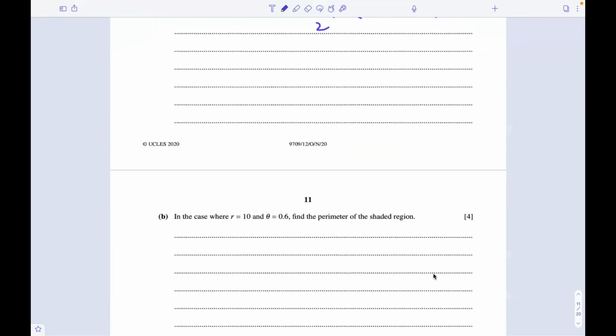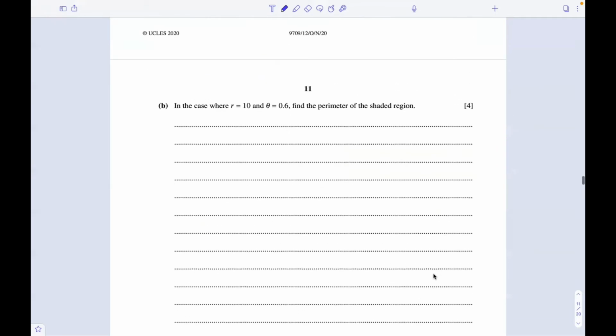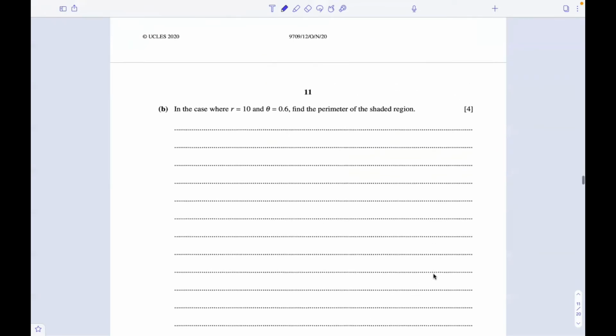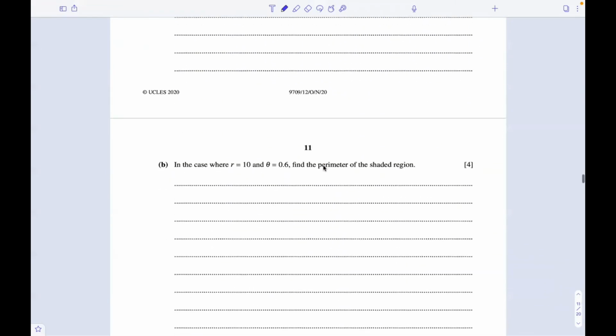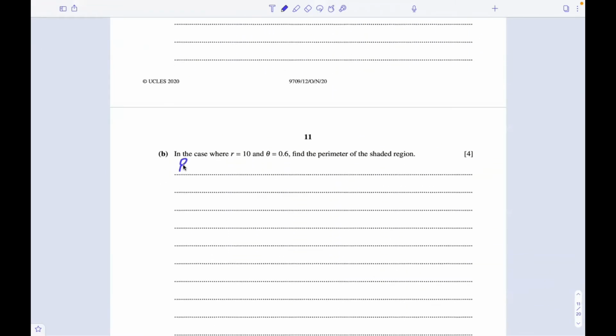Now in the next part, it says, in the case where r is equal to 10 and theta is equal to 0.6, we have to find the perimeter of the shaded region. To find the perimeter, we need to understand that the length DC plus the arc DB and the length BC will make up the perimeter of the shaded region. So to begin with, we can write that the perimeter would be the length of BC plus the length of DC plus the arc length BD.